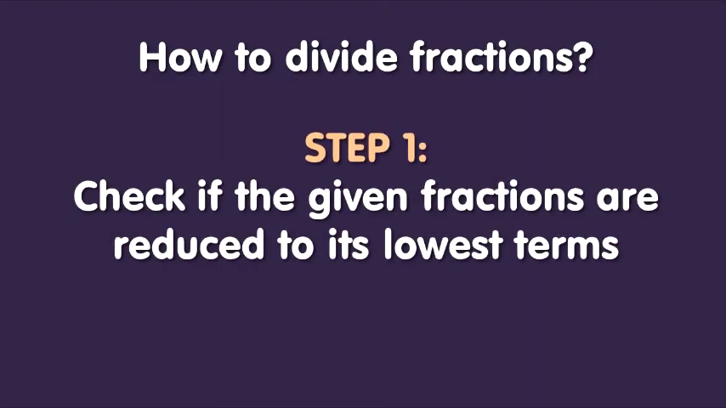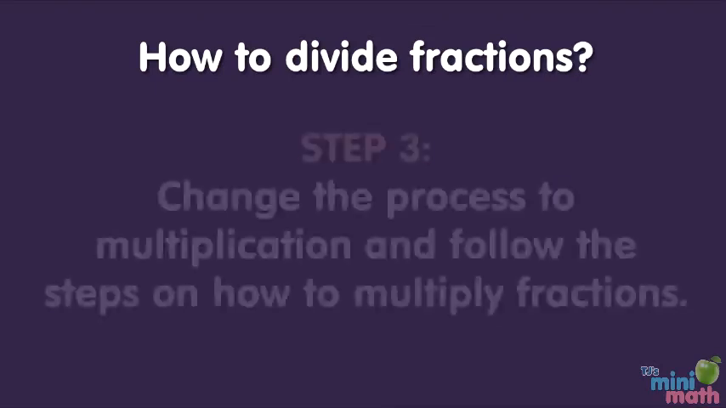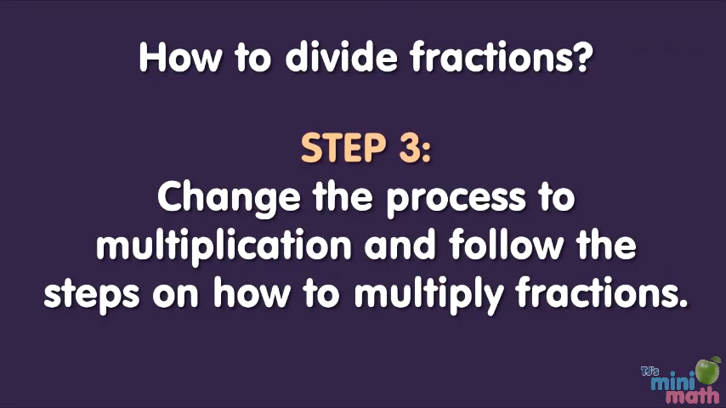Step 1. Check if the given fractions are reduced to its lowest terms. Step 2. Invert the second fraction. When we say invert, we are going to switch the places of the numerator and the denominator. Step 3. Change the process to multiplication and follow the steps on how to multiply fractions.